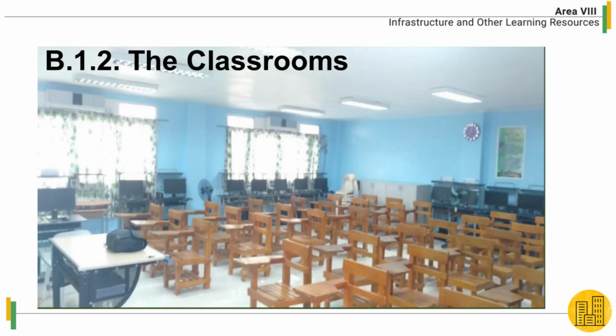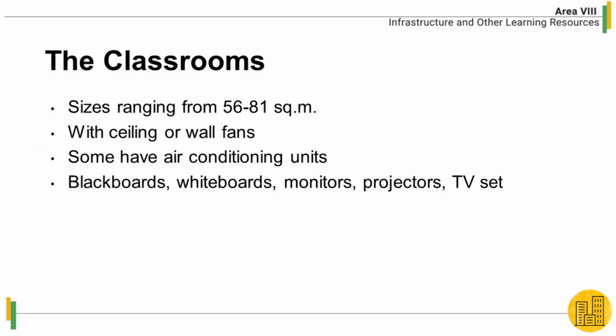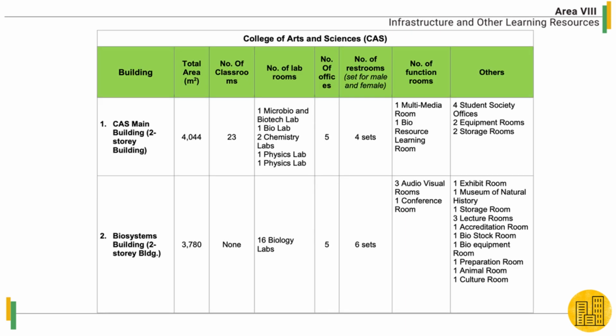A part of the infrastructure are the classrooms. The university classrooms have various sizes, ranging from 56 square meters up to 81 square meters, equipped with proper ventilation and lighting. All classrooms have either installed ceiling fans or wall fans, while some buildings have classrooms installed with air conditioning units. Blackboards, whiteboards, monitors, projectors are also installed in the classroom for apt facilitation of teachers' instruction tasks and students' learning.